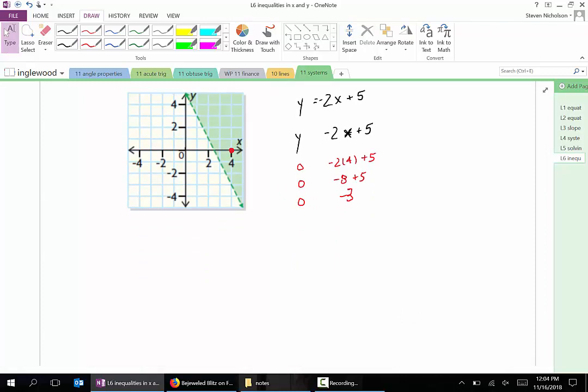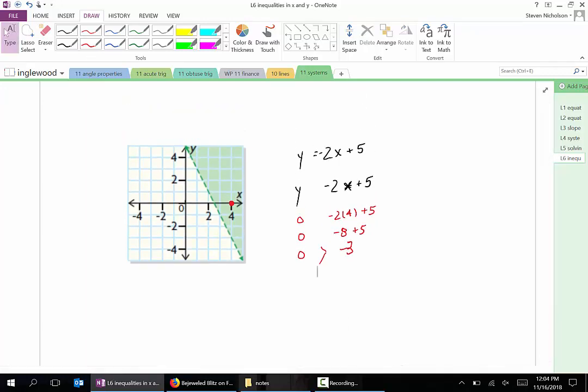Is 0 greater than negative 3, or is 0 less than negative 3? And 0 is greater than negative 3, and that becomes my correct inequality. Now all I have to do is decide, do I include it? Do I put an equal to underneath or not? And given that it's a dashed line, that turns out to be my final answer.